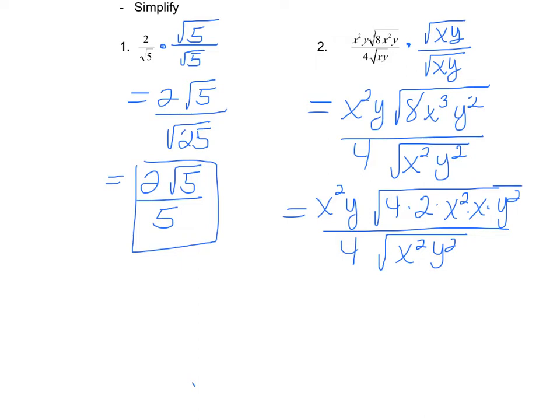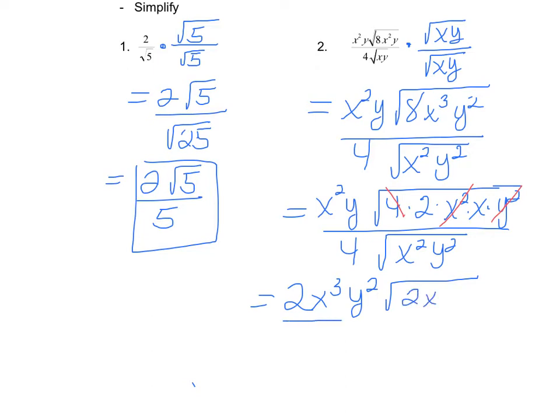All right, square root of 4 is 2, so he's going to come outside with the x squared and the y. Square root of x squared is x. He meets the x squared, so now I have x cubed. Can't take the square root of x. Square root of y squared is y. He meets the other y, and I get y squared. So underneath the radical is 2x.